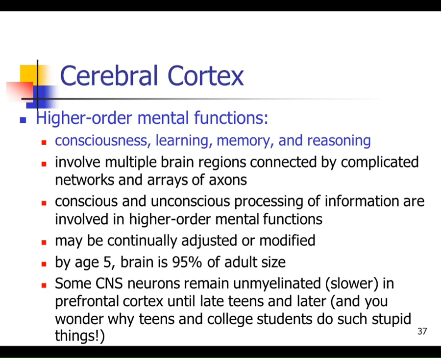Our cortex is largely here by the age of 5. Kindergartners have huge heads, right? They've got huge little heads. Their brain is already 95% of adult size by age 5. So what's different, the size is there. It's not completely formed on the inside. We don't have all the synapses and we don't have all the myelination. But size-wise, a kindergartner has a huge brain, 95% of their adult size.